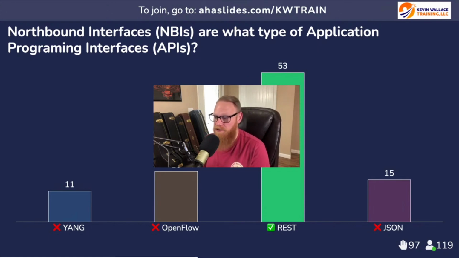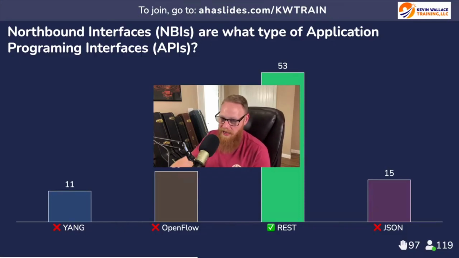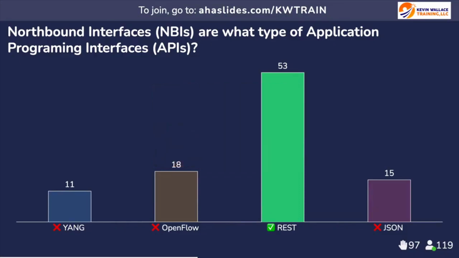We have the other options being Yang. Yang is a type of data modeling. OpenFlow is an example actually of a southbound interface. And JSON is a type of data formatting. So great job there. The majority looks like got that one correct.